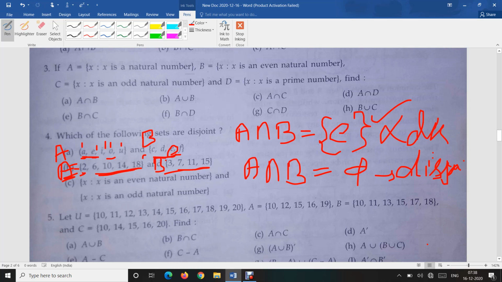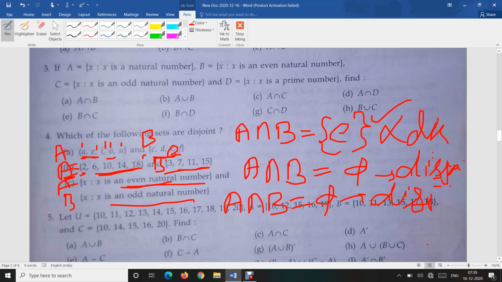Similarly, suppose set A has even natural numbers and set B has odd natural numbers. If the numbers are even, it is not possible that they will be odd, because even natural numbers and odd natural numbers are different. That means again in this case A intersection B will be equal to ϕ, and if A intersection B is equal to ϕ, then it is a disjoint set.